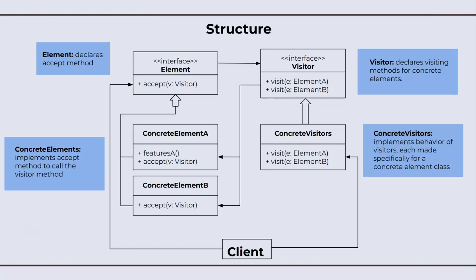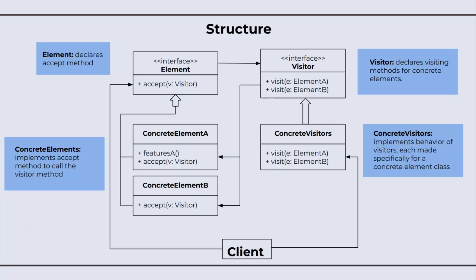So this is the structure of the design pattern. We have the element and visitor interfaces, and then concrete elements and visitors, and then also the client. The client first interacts with the concrete visitor by creating an instance of one. This concrete visitor will have the implementation of the new feature we're adding. Then the client has an instance of an element, we'll just say for this example element A, and calls accept on element A, passing in the visitor.